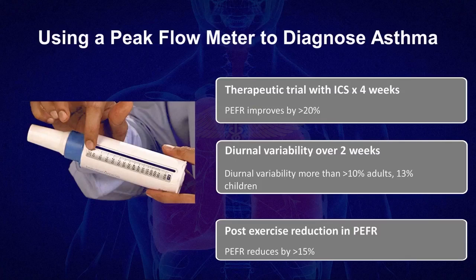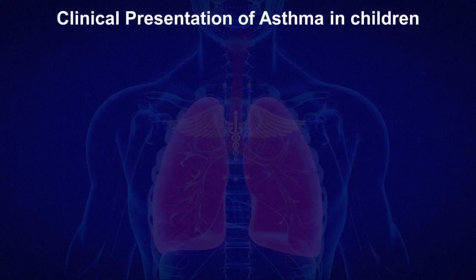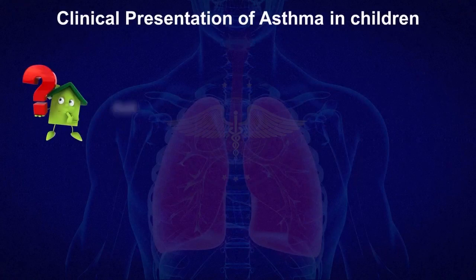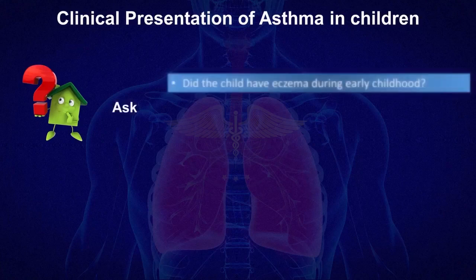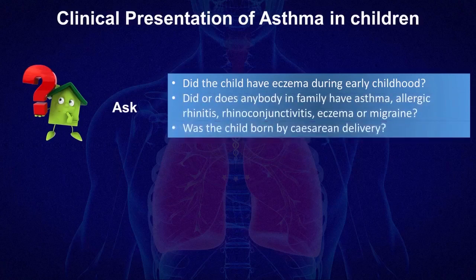Now here are some important questions that I would like you to ask your patients, such as if there's children, for example. How can you get clues from the history about whether this is asthma or not? Ask the parents, did the child have eczema during early childhood? Important, isn't it? Because past history of atopy. Did or does anybody in your family have asthma, allergic rhinitis, or other atopic diseases? And was the child born by a cesarean delivery? All important risk factors associated with asthma. So if the answer is yes, then you know that your child is more likely to have asthma than anything else.